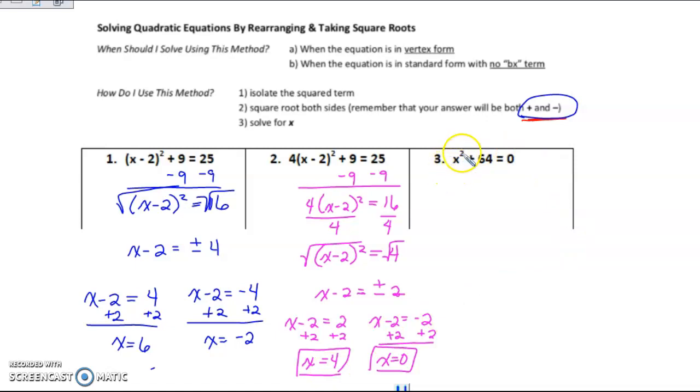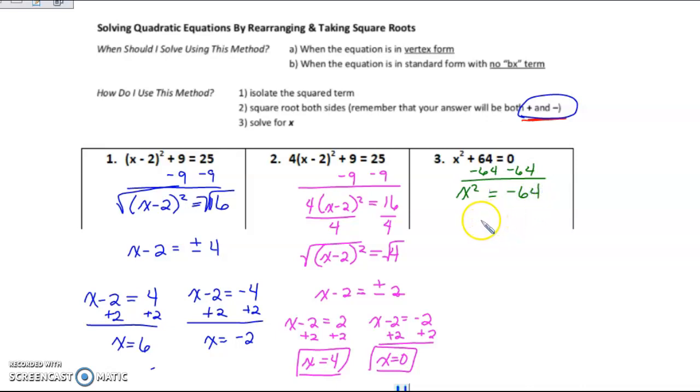This one, I have x squared plus 64 equals 0. I want to get the x squared by itself, so I'm going to subtract 64 from both sides. This equals negative 64.